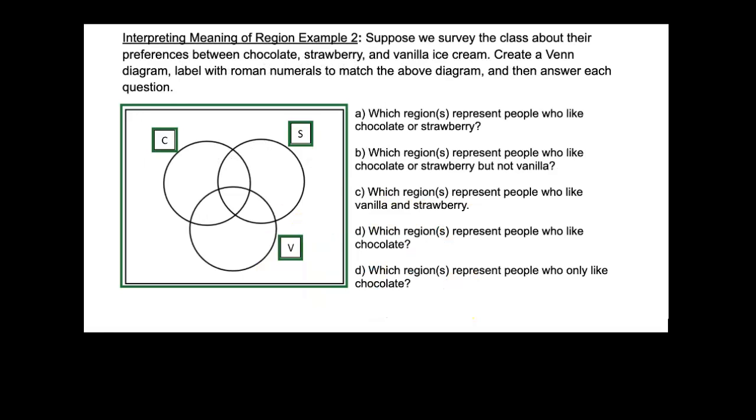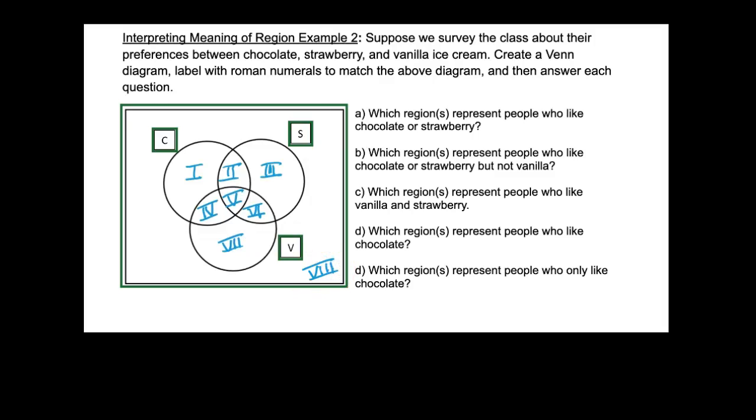Now let's do another example where we look at an actual real-world situation so we can put some context to this. Suppose we survey the class about their preferences between chocolate, strawberry, and vanilla ice cream. We're going to create a Venn diagram, which we have here. We'll label with Roman numerals to match the above diagram, which is referring to the diagram that I just did, and then answer each question. So I'm going to label each circle with Roman numerals, and these are going to match the last Venn diagram I did. So you have 5, 6, 7, and then 8 on the outside.